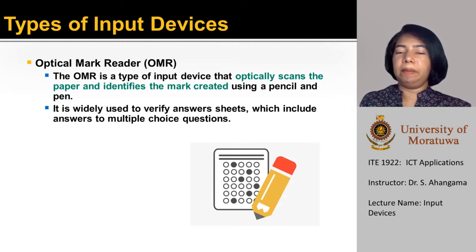As shown in this image, the user has marked the answers using a pen or pencil. Then these scripts are fed into the optical mark reader, and it will identify the answers that the user has marked, and accordingly it will mark them as correct or wrong to get the total marks.